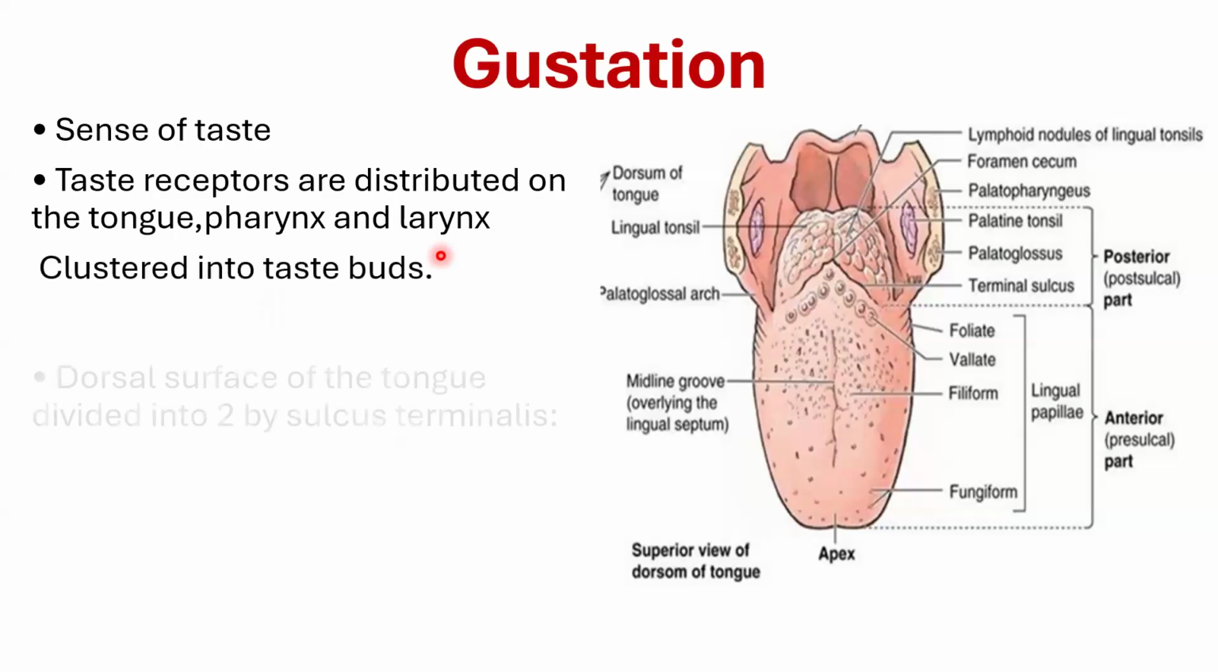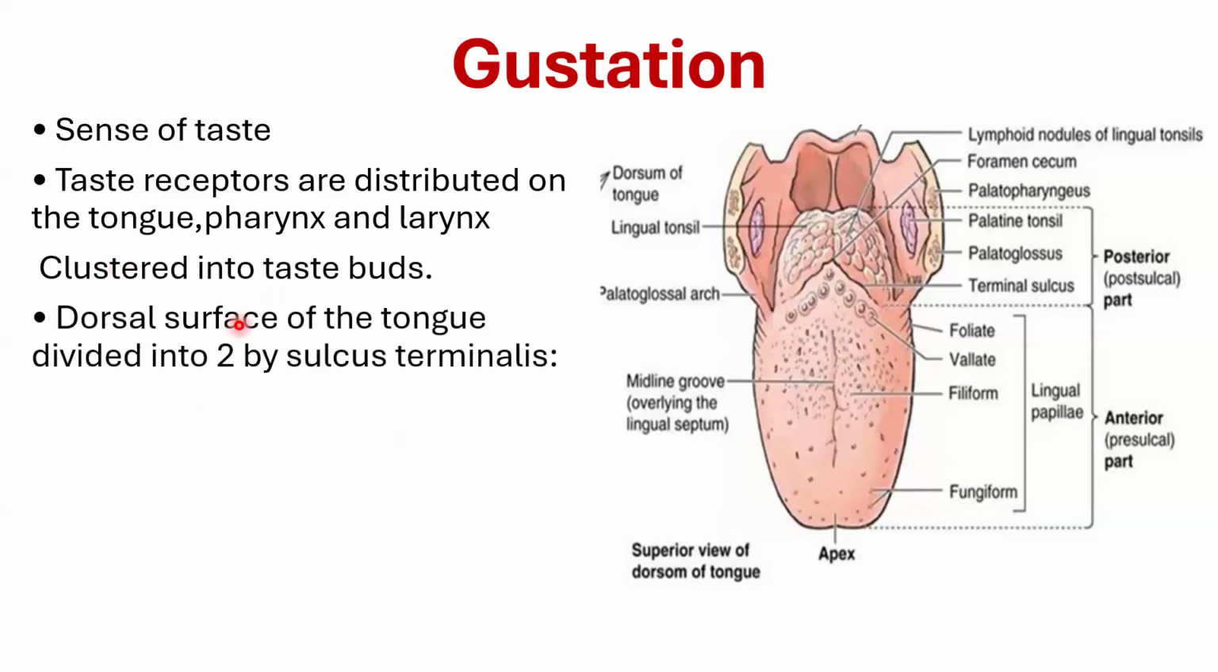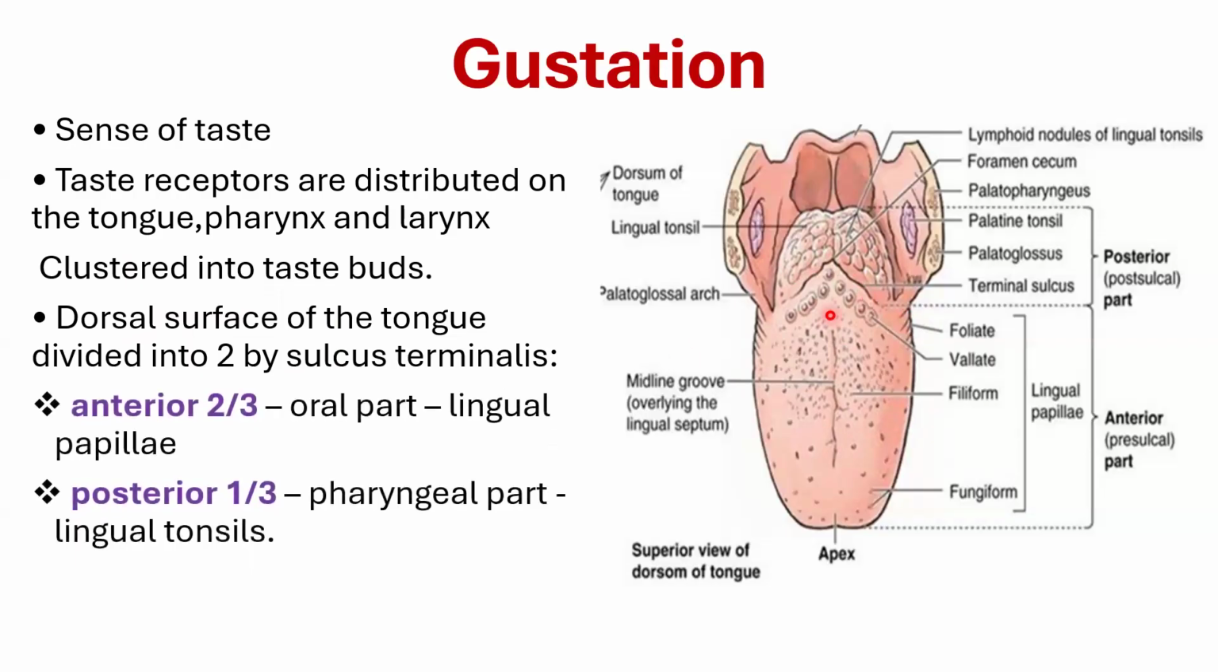And then they're clustered into taste buds. And then we have the dorsal surface of the tongue being divided into two by the sulcus terminalis. So these are the anterior 2/3 and the posterior 1/3 being divided by this sulcus terminalis. The anterior 2/3 is the oral part, which has lingual papillae, and the posterior 1/3 is the pharyngeal part, which has the lingual tonsil. So the posterior 1/3, which has the lingual tonsil, has immune functions.